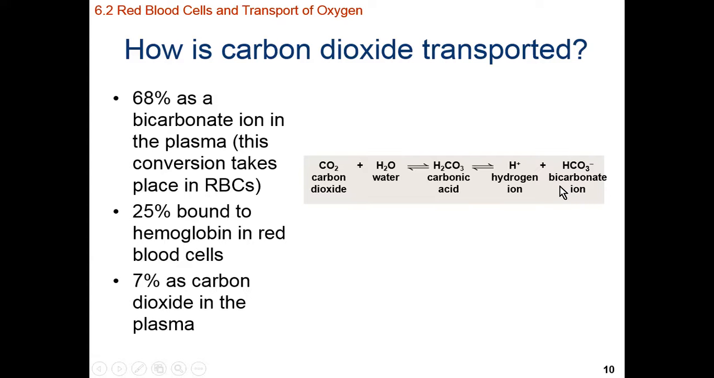Why is this a good thing? This is a good thing because if most of the carbon dioxide was transported as CO2 gas in our bloodstream, our blood would be carbonated. We'd have bubbly blood, and those bubbles would kill us off very quickly. So to minimize the amount of bubble formation in our bloodstream, we take that carbon dioxide and transform it into a bicarbonate ion using enzymes that we have within our red blood cells.